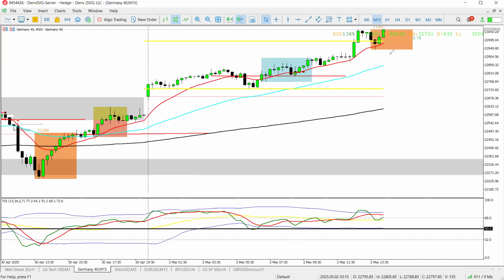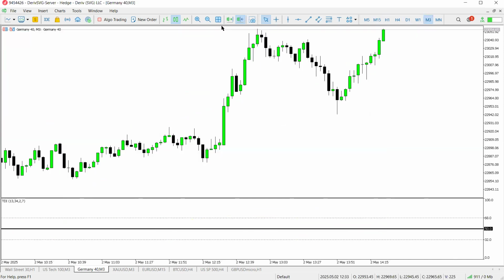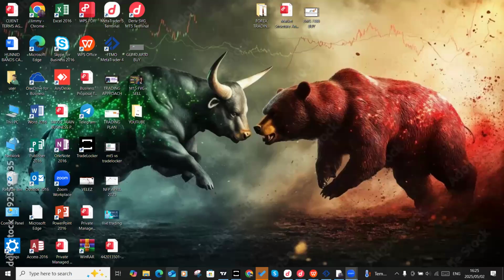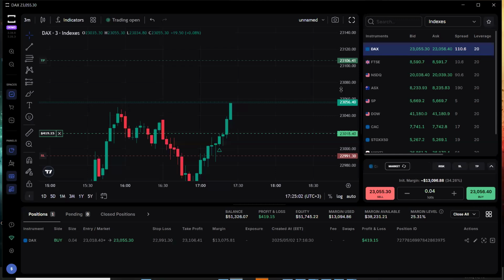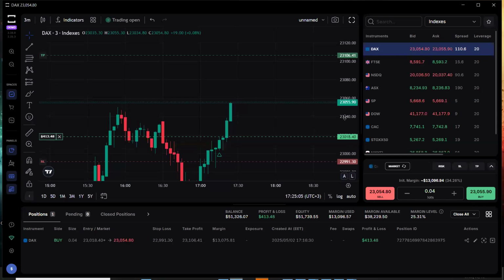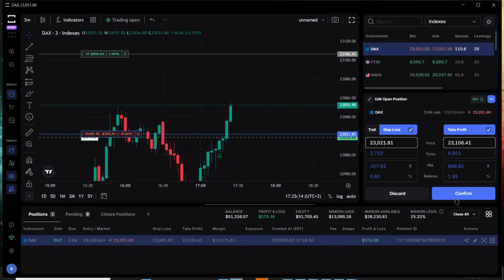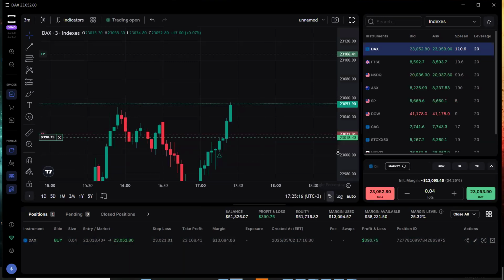M15 gave us a nice pin bar confirmation of our setup and bias. 3-minute time frame, that's where our entry is based off this pin bar here. A break of this level just confirms the trade. And there we go, that's our running trade there. You can see we executed the trade. So right now, since we're almost halfway towards the target, we're going to move our stop loss to break even so that it's now a risk-free trade.